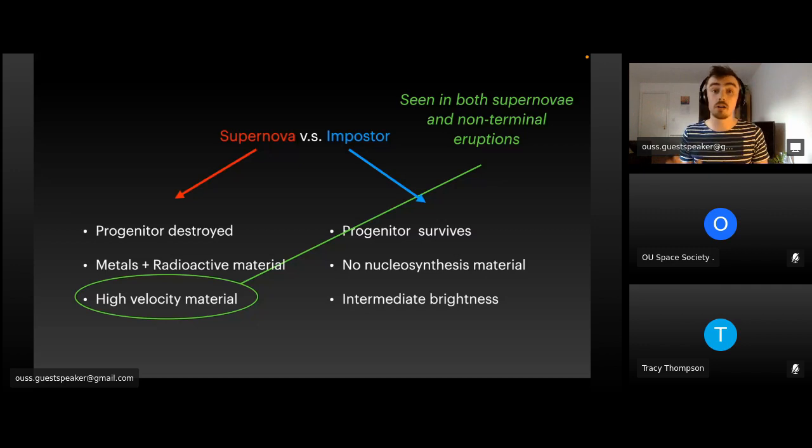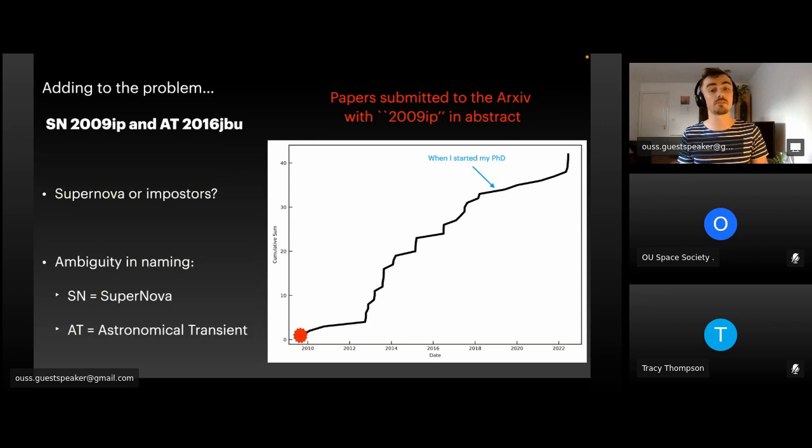So for the rest of the talk, I'm going to make matters worse by introducing several objects that initially blurred the line between a supernova and supernova impostors. And for many years, there was no consensus as to what these objects were. Two in particular that I will talk about, that I've worked on a lot for my PhD, are 2009IP and 2016JBU. I'm just going to explain the naming convention that we use for these.